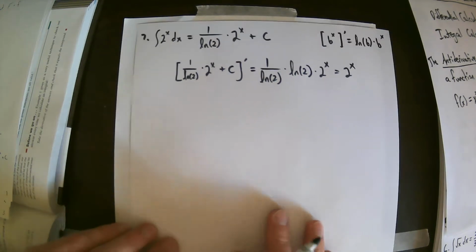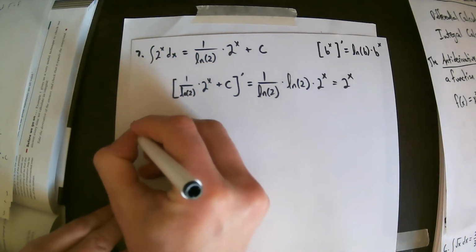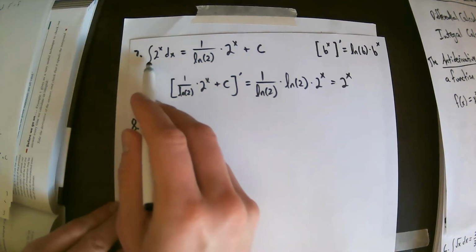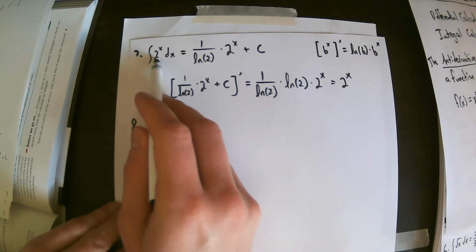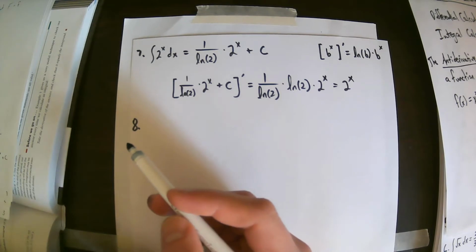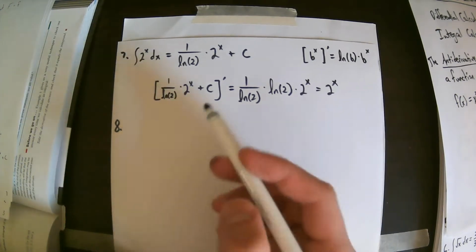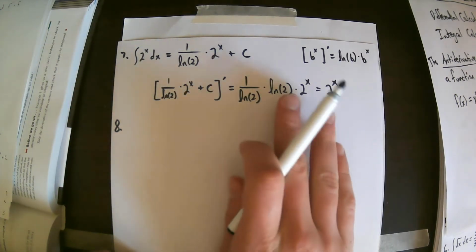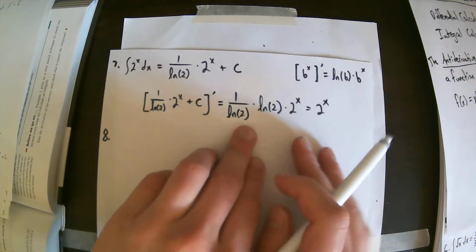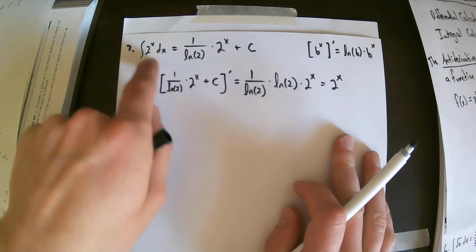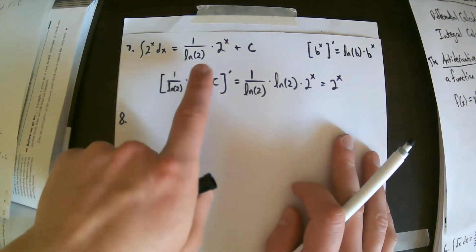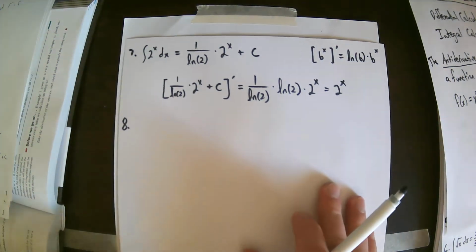Okay. So hopefully you're seeing how the indefinite integral of a function is really the opposite of taking its derivative. If the derivative of 2 to the x is ln of 2 times 2 to the x, then the antiderivative of 2 to the x is 1 over ln of 2 times 2 to the x.